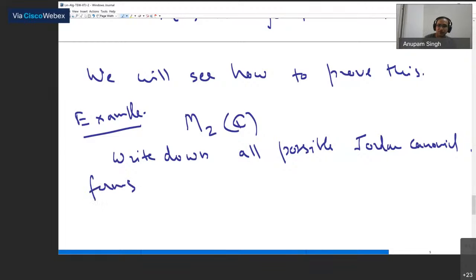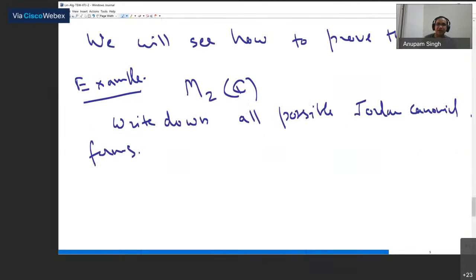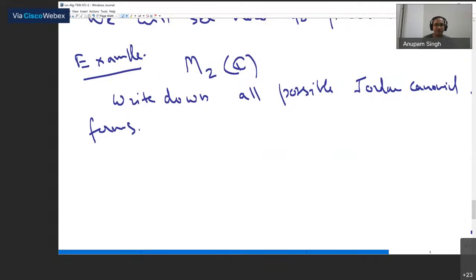Right. That means they will give a representative for each of the similarity classes here. Okay, so how do I apply that theorem? So I have n equal to 2. First of all, I'll write the possible partitions of 2. The partitions of 2 are 1 plus 1, and there is another partition which is simply 2. But remember, for each part of the partition, I have to take a partition again, right?